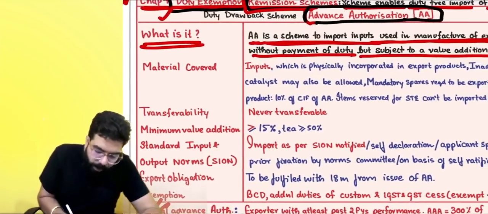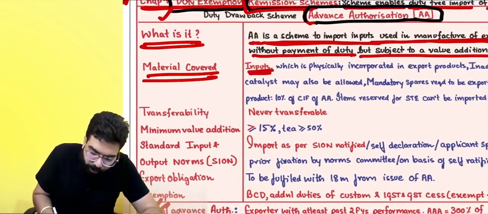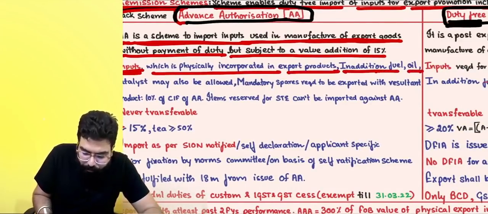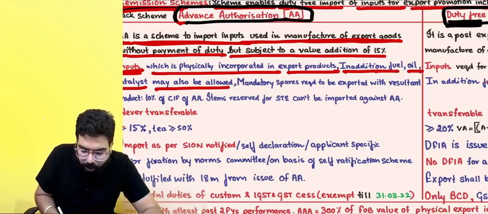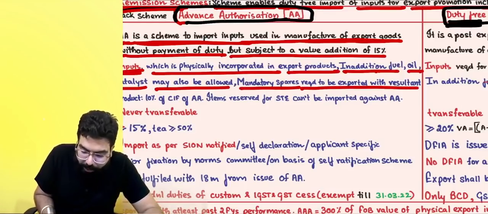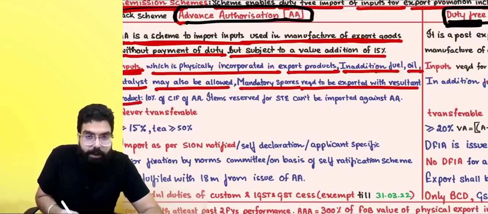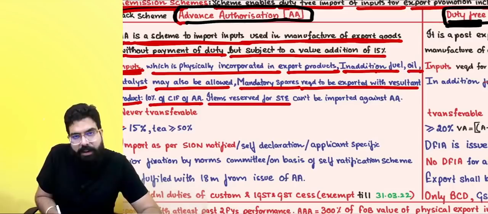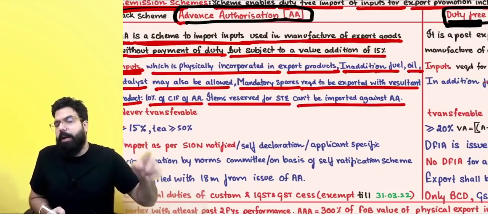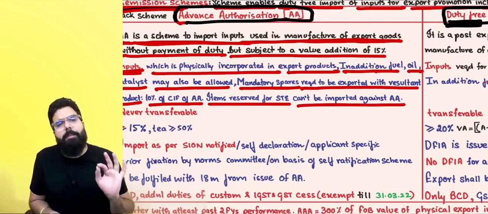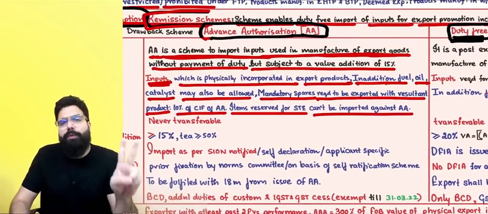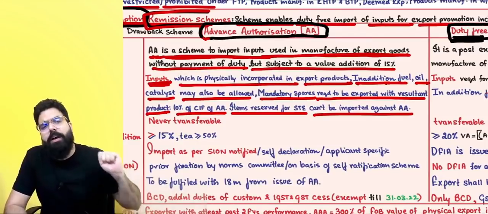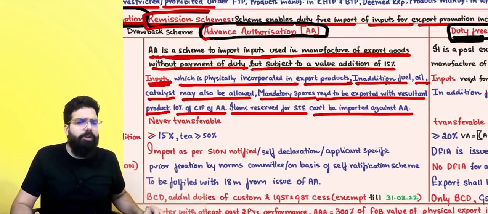Next, material which is allowed: only inputs which are physically incorporated in the exported product. In addition, fuel, oil, catalyst may also be allowed. Mandatory spares required for export with the resultant product, 10% of the CIF of the advance authorization, will also be allowed. Items reserved for state trading enterprises cannot be imported under advance authorization. Okay, sir, point is clear. Basically, they are telling inputs will be allowed, fuel, oil, catalyst also will be allowed. Spares, which is 10% of the CIF value of advance authorization, will also be allowed.